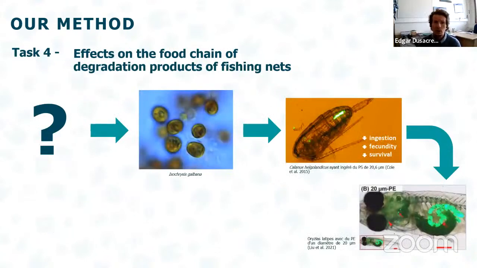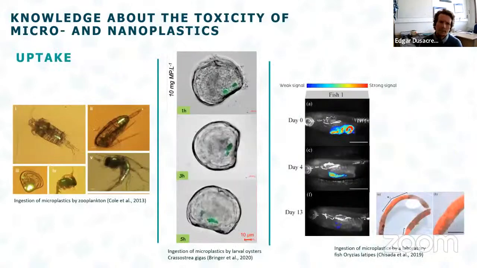The fourth task will be to study the effect on the food chain of degradation products of fishing nets. Here we can see question marks because we don't really know if fishing nets will produce microplastics and nanoplastics. So here, just to talk a bit about the toxicity and what we currently know in the literature. It's not focused on fishing nets because, as we said, we don't really have knowledge about the effects of fishing nets.